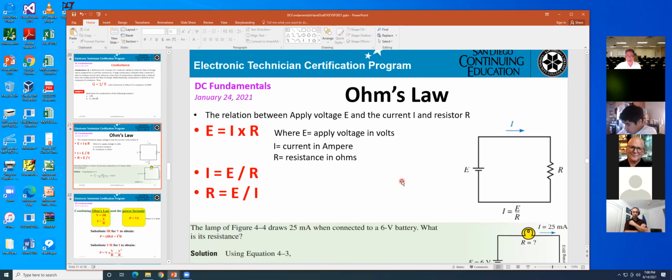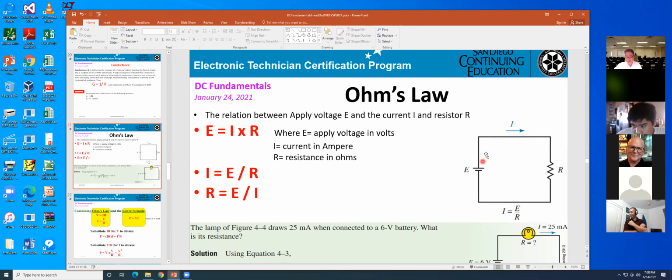Okay, now this is a part that is important to you. We're talking about Ohm's law. If you're looking on this circuitry here, you get the battery E, no matter how many volt, 12 volt, 5 volt, and you get a resistor here.